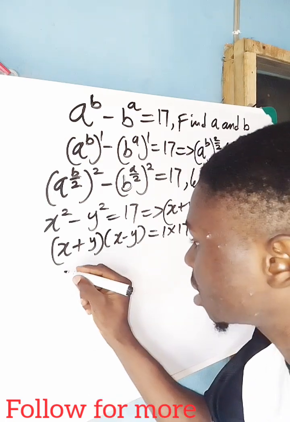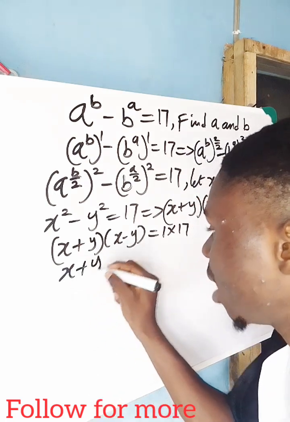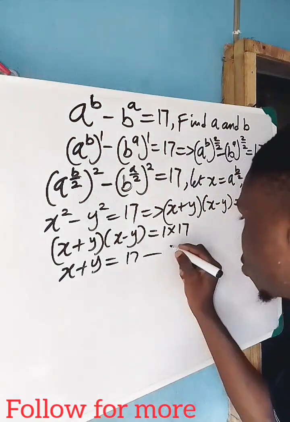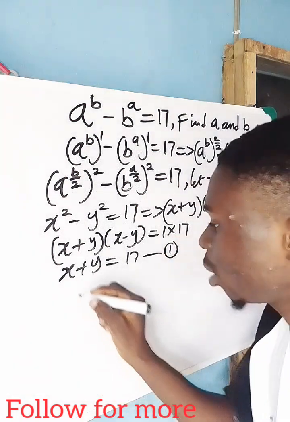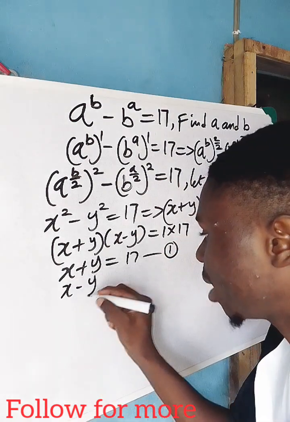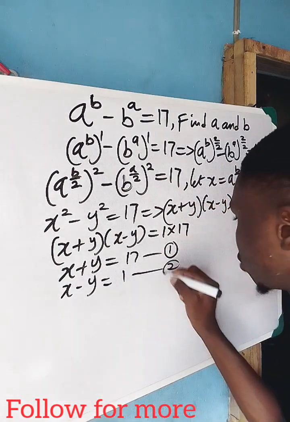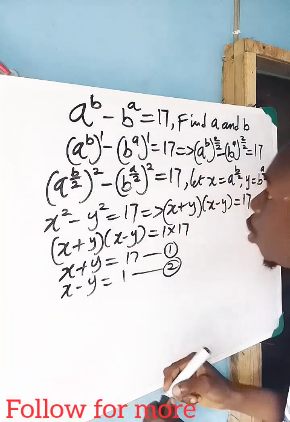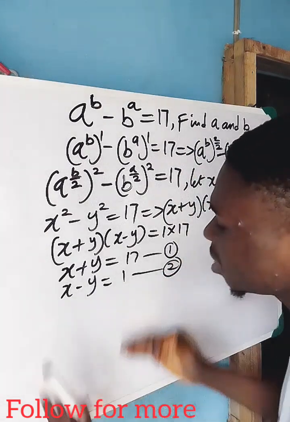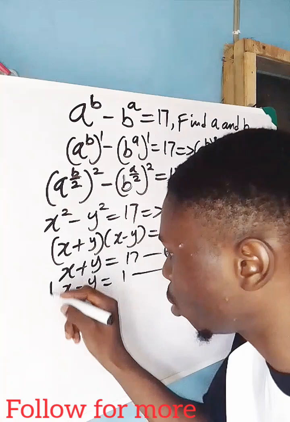So this now becomes x plus y is equal to 17. You can call this equation 1. Alright, we are going to have x minus y is equal to 1. Call this equation 2. So what we are going to do is let's solve this simultaneously by adding equation 1 to equation 2.